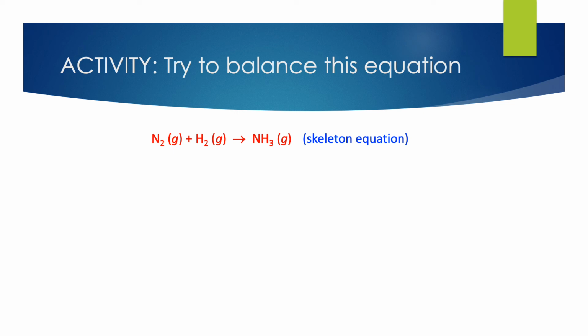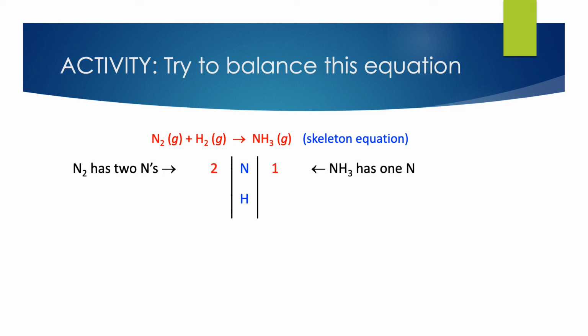All right, hopefully you've had a chance to do that. So let's go through the tree trunk method for ammonia. Okay, here's our trunk. We have nitrogen and hydrogen this time. Nitrogen has 2 N's on the left-hand side. It only has 1 N on the right-hand side, so very much like the NO2 example we just saw. H2 has 2 hydrogens on the left-hand side, but it has 3 on the right-hand side. So it's not balanced to begin with, like oxygen was in the previous one.